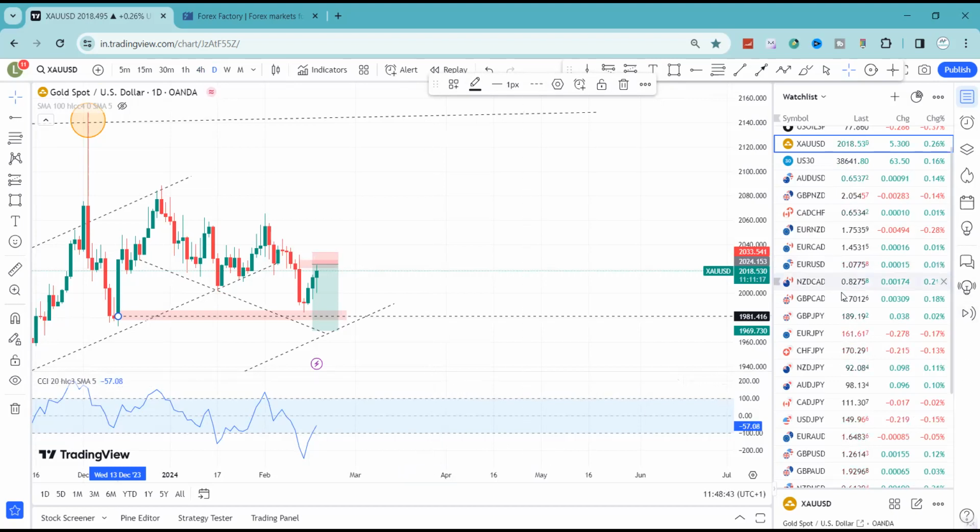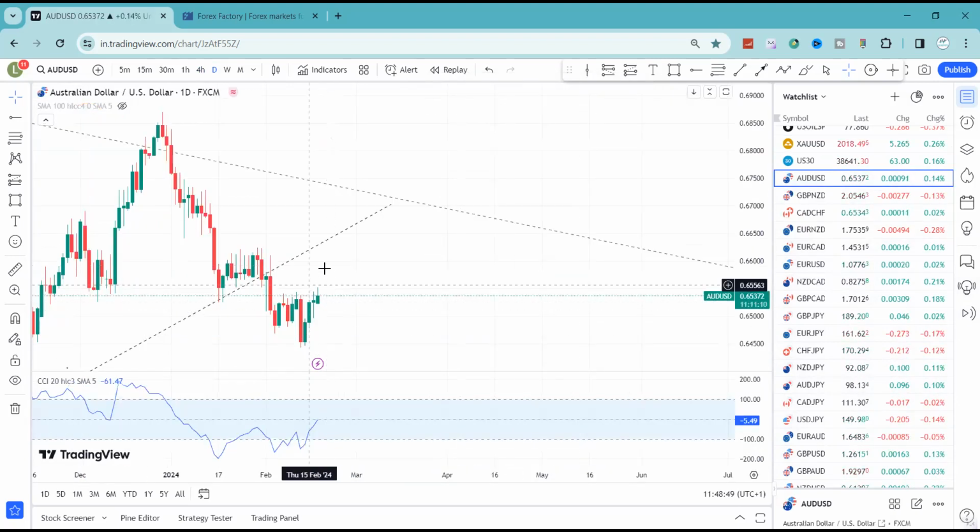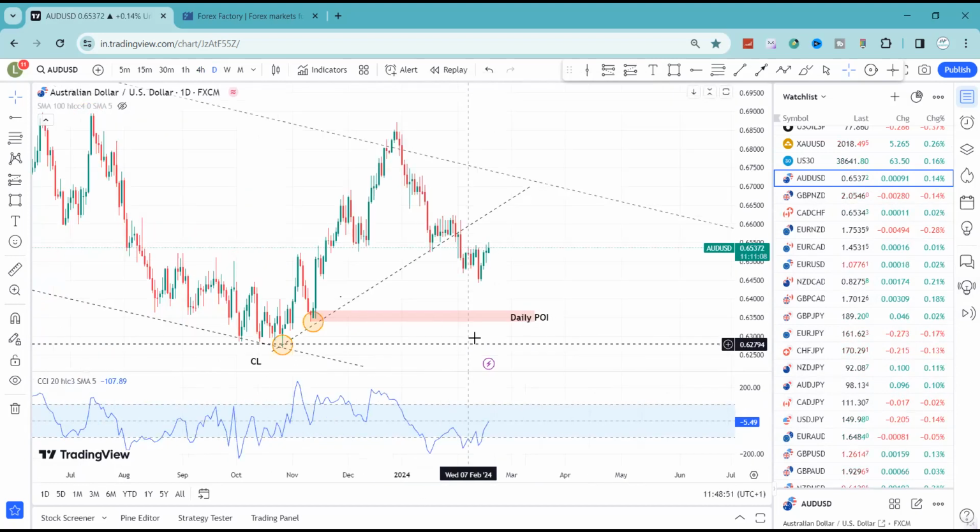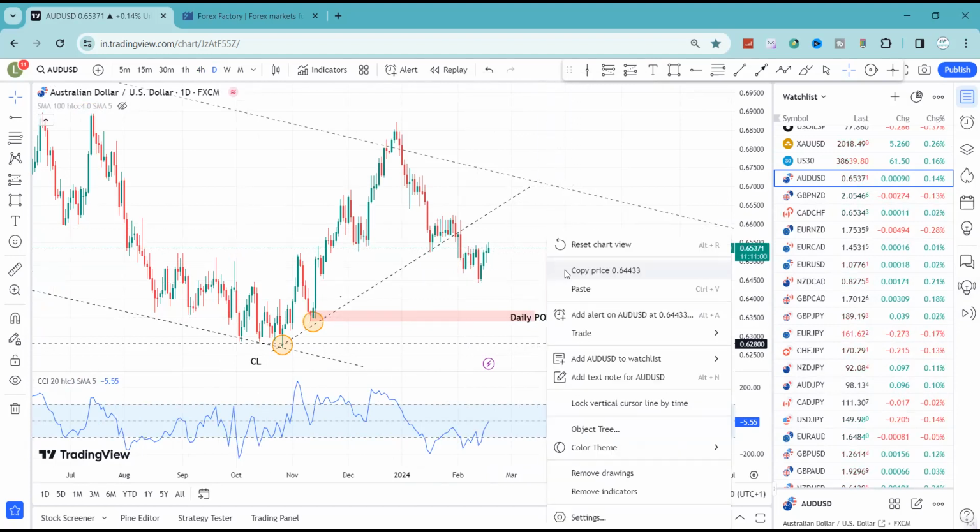Last but not least, of course, I showed you already AUD-USD. On AUD-USD, we're expecting a little bullish push and then a massive drop to this daily point of interest, where we can beat our chest and say, you know what, we're taking a buy on this trade.